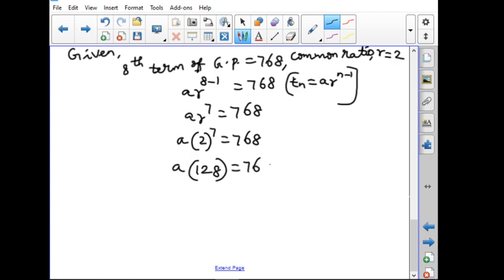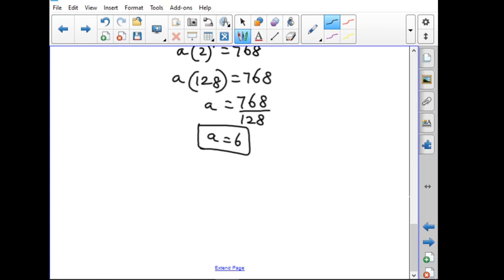So 768. We need a only. So 768, and this number coming to this side means we are going to divide. So 768 by 128. Simplifying, we get the answer 6. So a equal to 6. From the given, we have found a. Next, they also ask to find the 10th term of GP. So that is T10, the 10th term of GP.